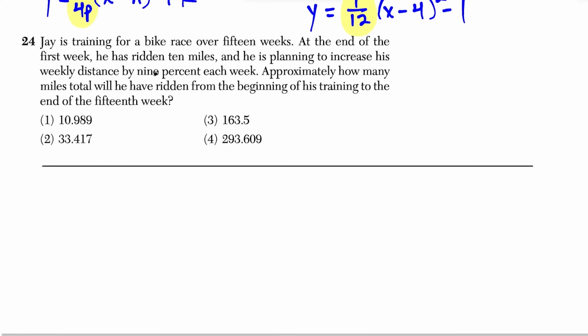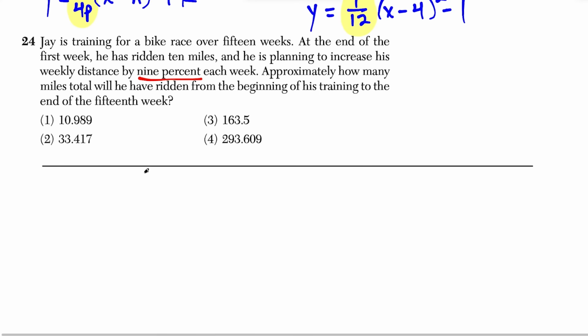Question 24. Jay is training for a bike race over 15 weeks. At the end of the first week, he has ridden 10 miles and he is planning to increase his weekly distance by 9% each week. Approximately how many miles total will he have ridden from the beginning of his training to the end of the 15th week?